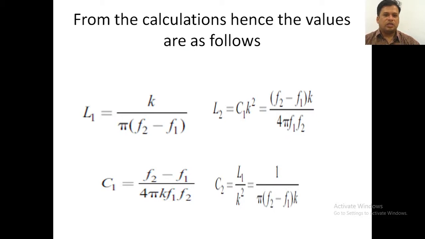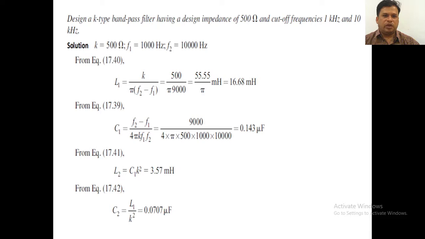So, from the calculations, we get the values L1 equals K by pi into f2 minus f1, and L2 equals C1 into K square, that equals f2 minus f1 into K by 4 pi f1 f2, and C1 equals f2 minus f1 by 4 pi K f1 f2, and C2 equals L1 by K square, that equals 1 by pi into f2 minus f1 into K.